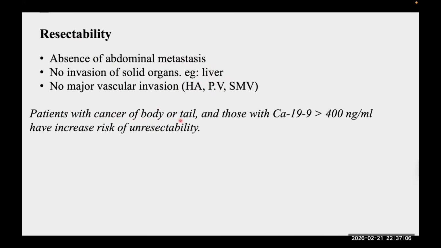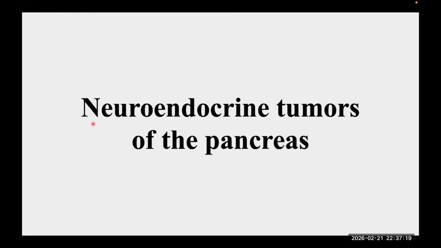Patients with cancer of the body or the tail of the pancreas and those with a CA19-9 that is greater than 400 nanograms have an increased risk for unresectability. It's just another piece of information to keep in mind about what is resectable and what is not. Now we're moving to the last part of our lecture, which is the neuroendocrine tumors of the pancreas.